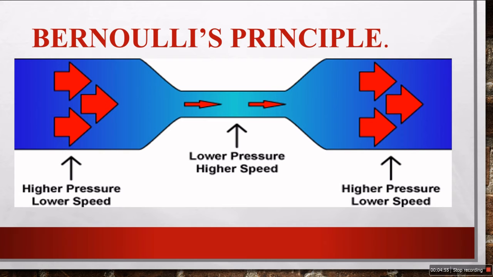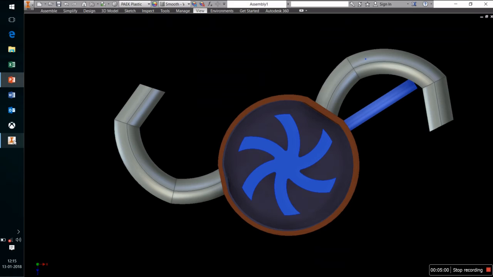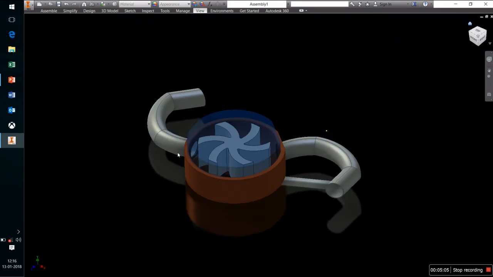This is how Bernoulli's principle goes. Now let me explain to you all the working principle of the water pump.